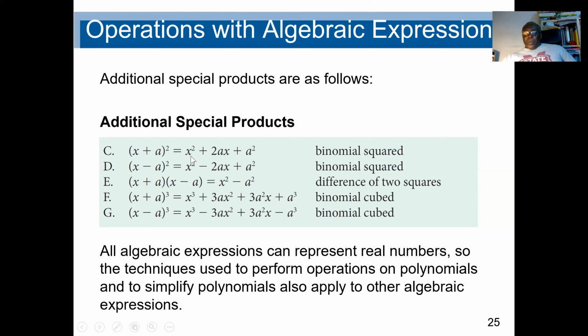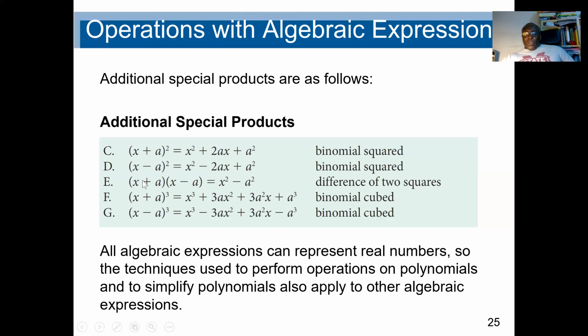Again, if you can't remember this formula, then all you need to do is multiply s plus a by itself, so it will be s plus a times s plus a, and use the FOIL method. You get s squared plus 2as plus a squared. The same thing with s minus a squared means multiply s minus a and another s minus a. Use the FOIL method, you get s squared minus 2as plus a squared.